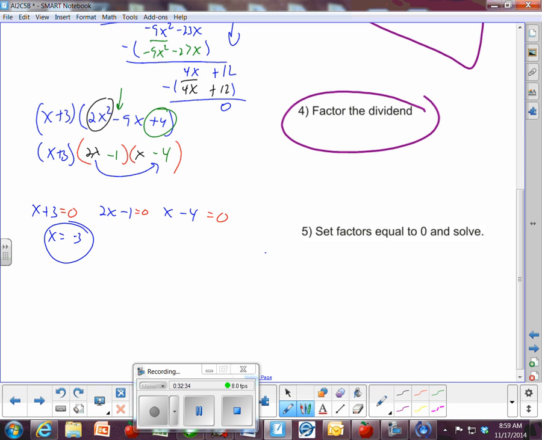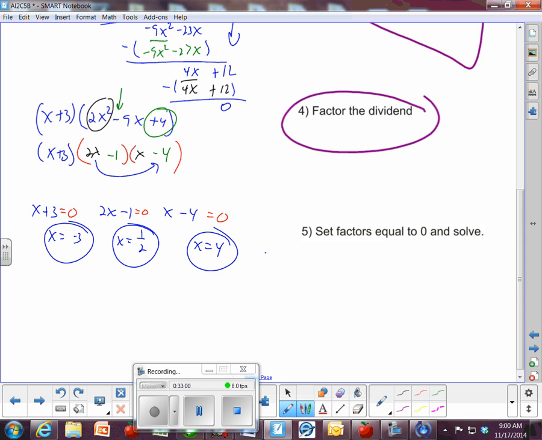I think we're at the point where we can do the second one in our head, right? You get what? X equals 1/2. And the third one, you get x equals 4. Isn't that amazing? All of that to be able to do that.